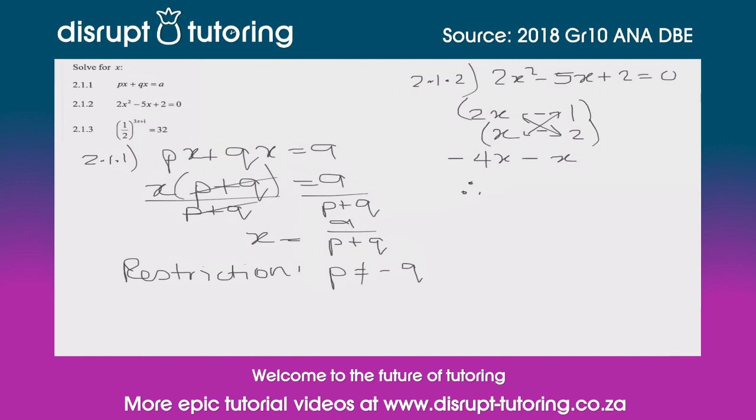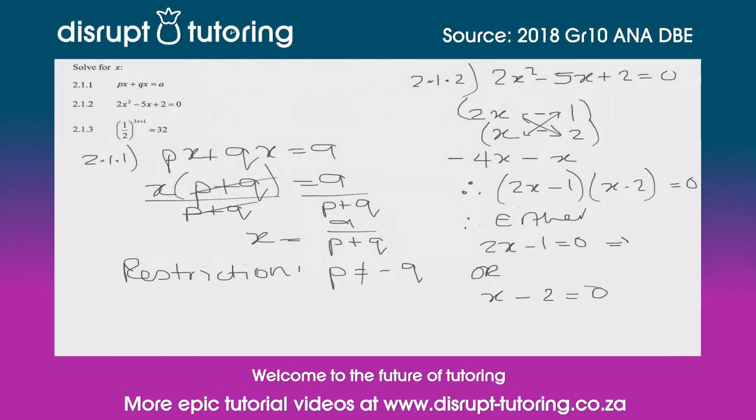So therefore, 2x minus 1 times x minus 2 equals 0. Therefore, either 2x minus 1 equals 0, or x minus 2 equals 0. And that would therefore mean that x equals 1 over 2, or x equals 2. Now remember, if I plug these back in, so if x equals a half, this bracket becomes 0, which would mean the whole thing is 0, which means the equation is proven true. If x equals 2 and I plug it into this, 2 minus 2 gives us 0. This whole thing becomes 0, which is equal to the right-hand side.